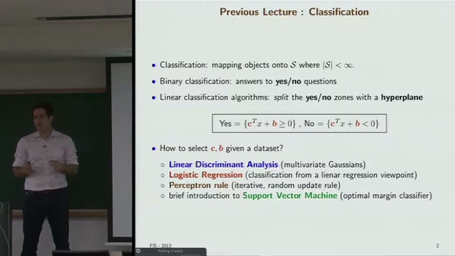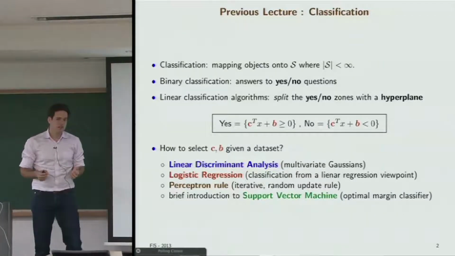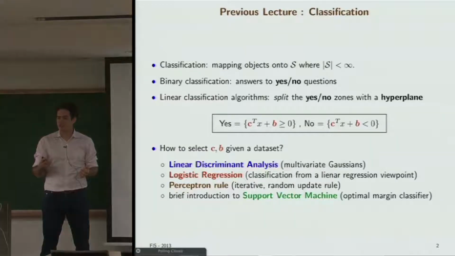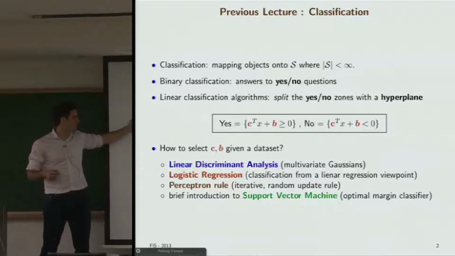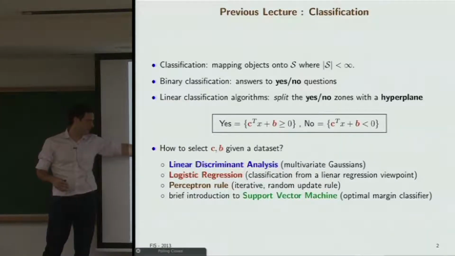And so we insisted on the fact that classification and regression were related, but different, in the sense that the output space that we're trying to predict in classification is a discrete space. And we've discussed at length binary classification, that is how we can provide algorithms that can decide yes or no given an input. And we've spent a lot of time discussing linear classification tools.